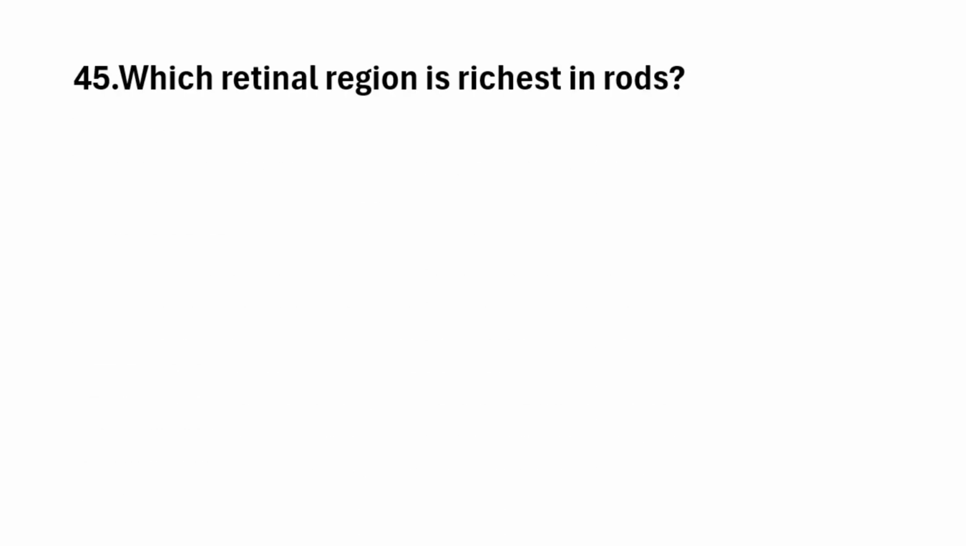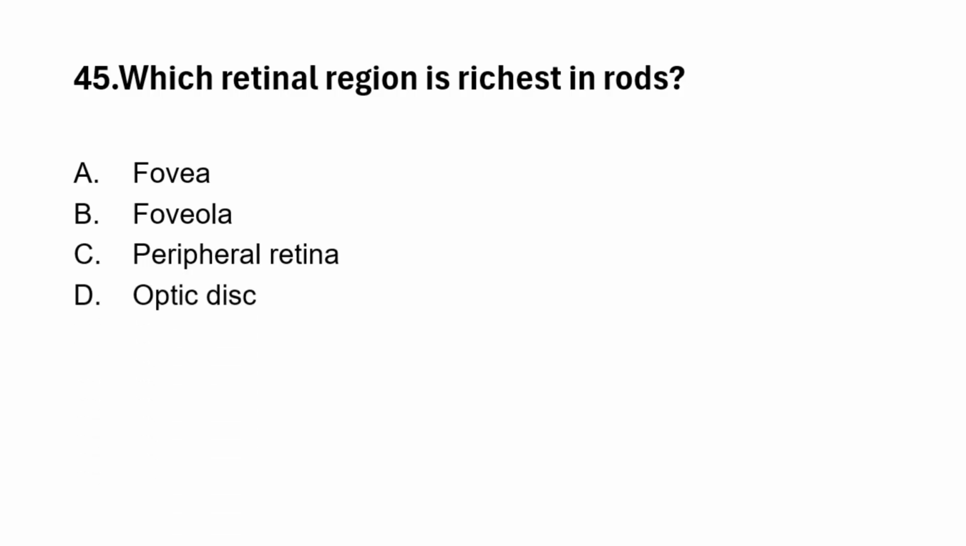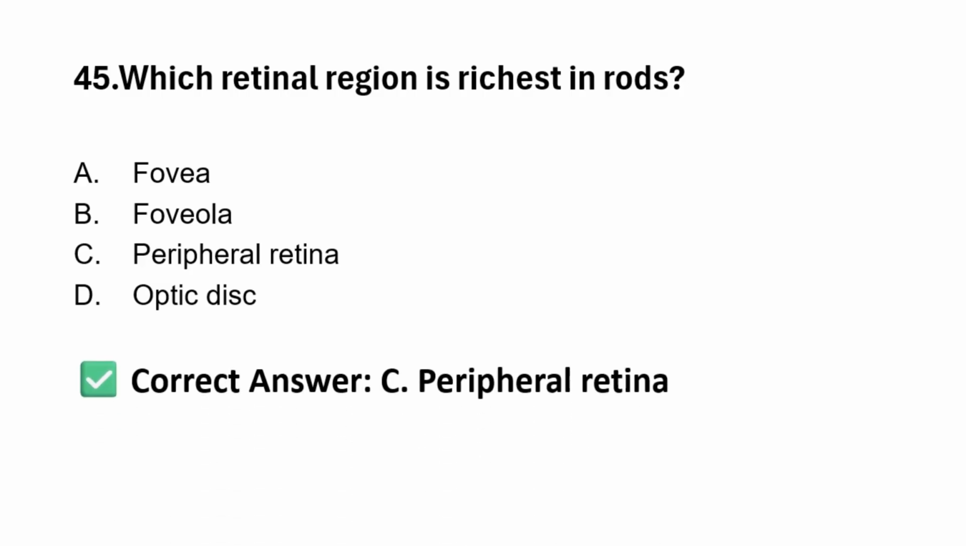So moving to the next question, question number 45. Which retinal region is richest in rods? Option A, fovea, option B, foveola, option C, peripheral retina, and option D, optic disc. So the correct answer is option C, peripheral retina. Rods are mainly concentrated in the peripheral retina, which helps detect movement and improves night vision.